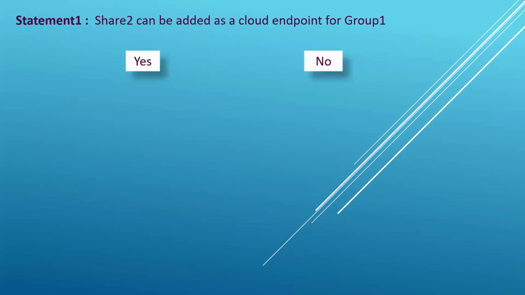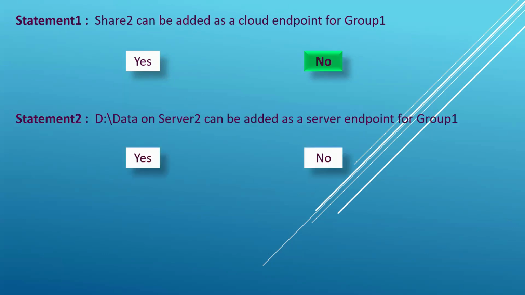Share 2 can be added as a cloud endpoint for Group 1. You need to tell whether this statement is true or not. A sync group can contain only one cloud endpoint or Azure file share and at least one server endpoint. Based on the question statement, Group 1 uses Share 1 as cloud endpoint, so the statement is incorrect. Share 2 cannot be added as a cloud endpoint for Group 1.